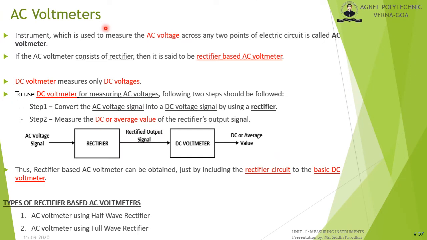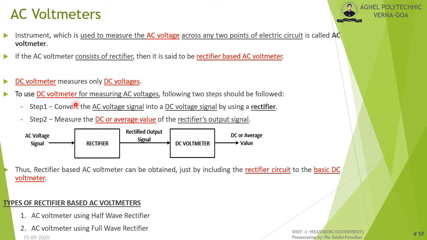AC voltmeters. What is an AC voltmeter? An AC voltmeter is an instrument which is used to measure AC voltages across any two points in an electric circuit. If the AC voltmeter consists of a rectifier, then it is said to be a rectifier-based AC voltmeter. A DC voltmeter, which we have learnt earlier, can measure only DC voltages. It cannot measure AC voltages directly.